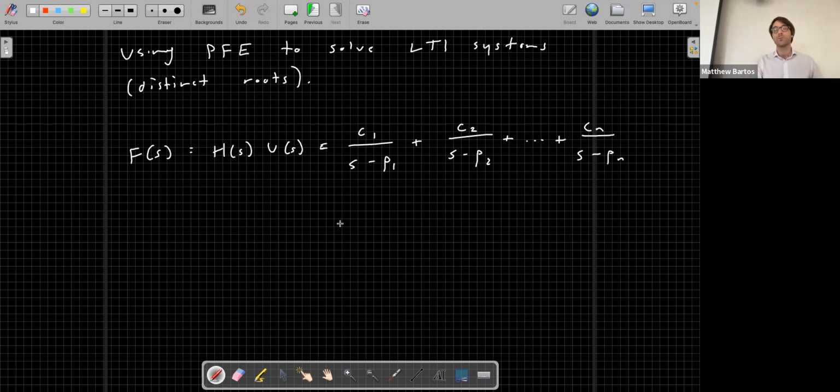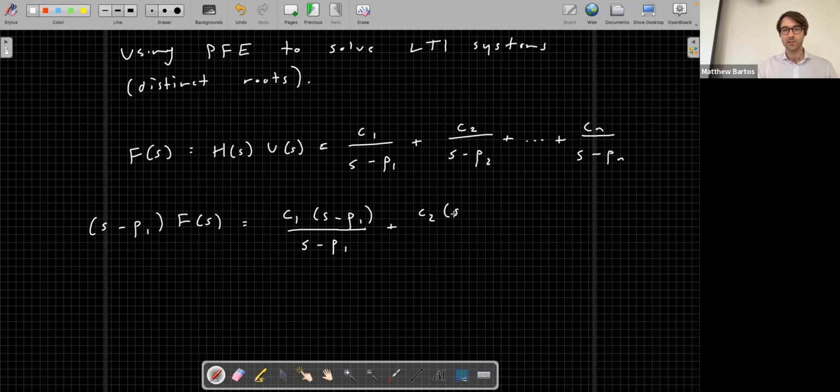So to determine each one of these coefficients, C1 through Cn, we can multiply through. Let's just take the first denominator here and multiply it through. We'll end up with (s minus p1) times big F(s) is equal to C1 (s minus p1) over (s minus p1) plus C2 (s minus p1) over (s minus p2) plus dot dot dot plus Cn (s minus p1) over (s minus pn).